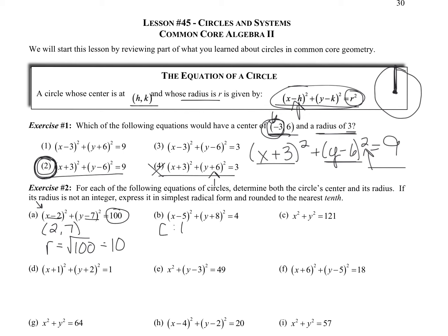So the center here is (+5, -8). And the radius is the square root of 4, which is 2. Here, when nothing is added or subtracted, we could just assume the center is (0, 0). The radius is the square root of 121, which is 11.